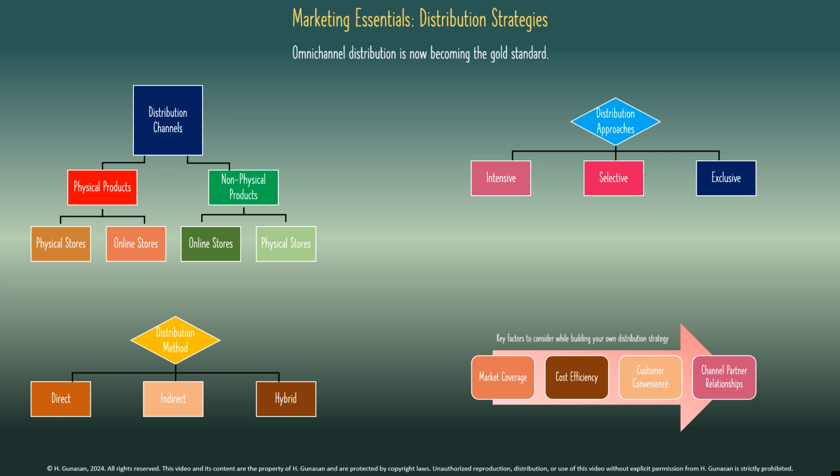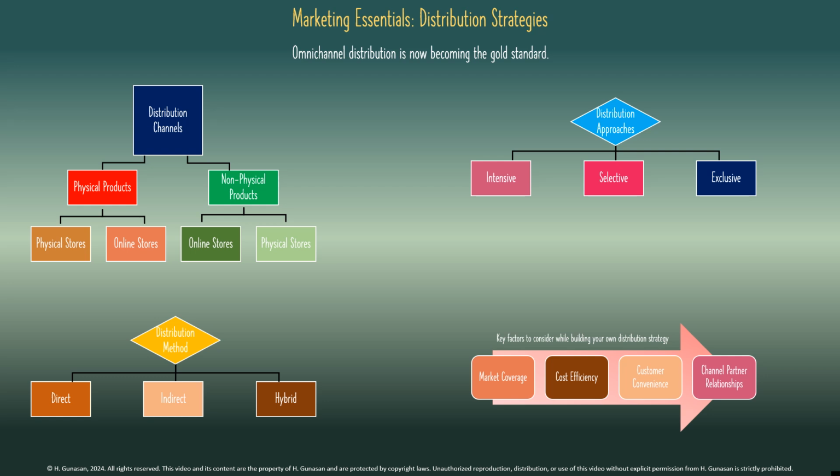Companies like Amazon have perfected this, with their vast e-commerce platform backed by an extensive logistics network. However, omnichannel strategies aren't just for giants. Small businesses can leverage them to expand their reach and improve customer service.